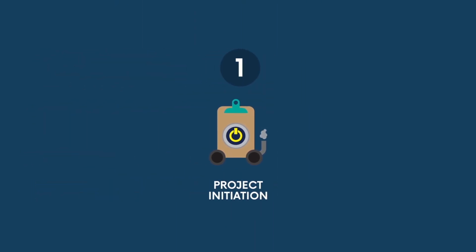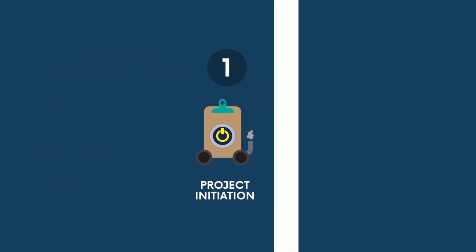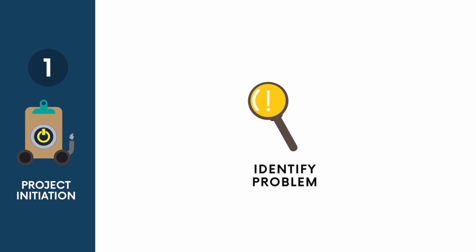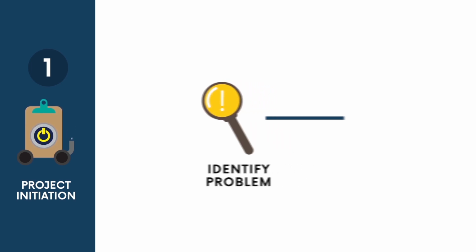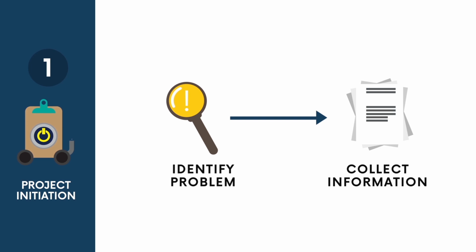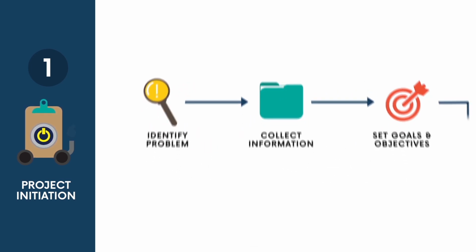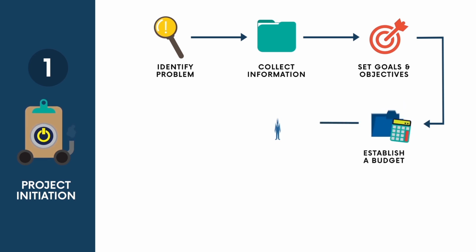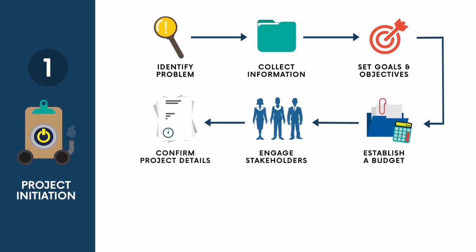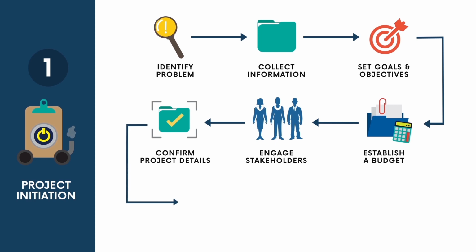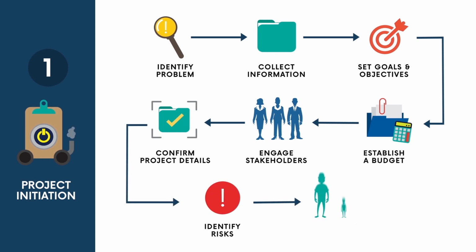Phase 1. The project initiation phase. The problem or need which your organization will address is identified. Information is collected to justify the development of a project, goals and objectives are developed, a budget created, and stakeholders engaged to agree on the project scope, costs, and expected timelines. Project risks are identified and team roles and responsibilities are defined. The key output from this phase is a project proposal.